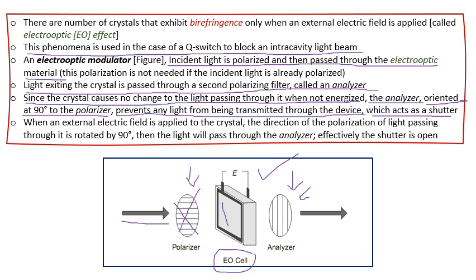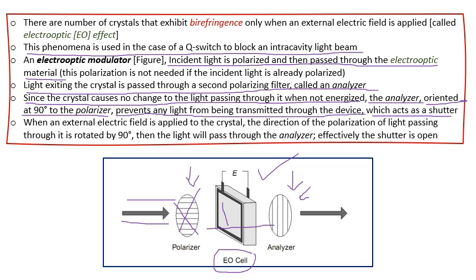So what is explained here? You can try to understand that once the light is here, it passes through, and the electric field is off. In this case, this analyzer is at 90 degrees to this one. It will not let the light pass through, not this crystal but this analyzer, when there is no electric field. That is why the light is not passing through. So it acts as a shutter.